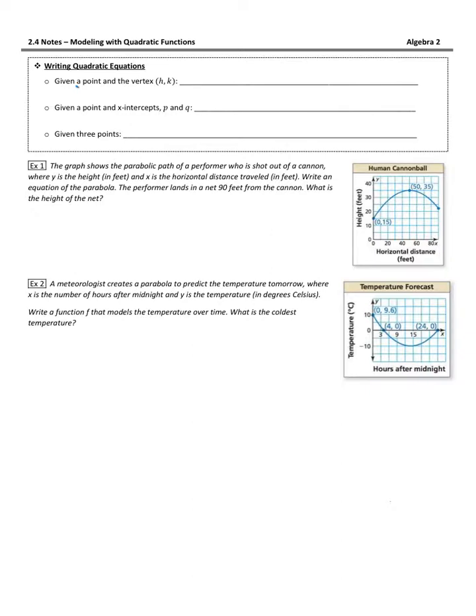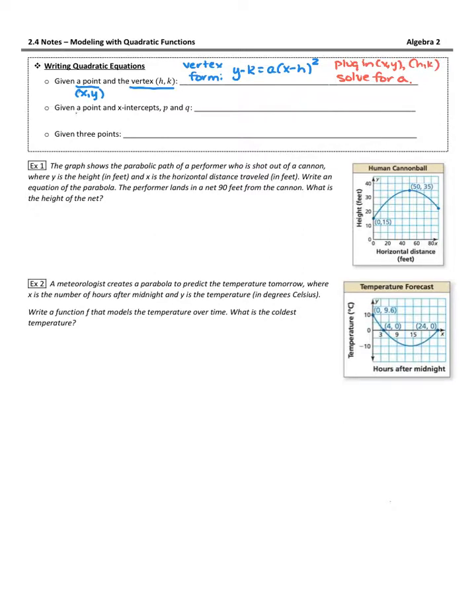So the first one is given a point, which means you're given a particular x, y, and you're given the vertex, which is your h, k. You can write the equation. So of course, it's going to be in vertex form, which remember looks like y minus k equals a times (x minus h) squared. And the idea is that you will plug in your x, y, you will plug in your h, k, and then the only thing you have left is to solve for a. So that'll be one method.